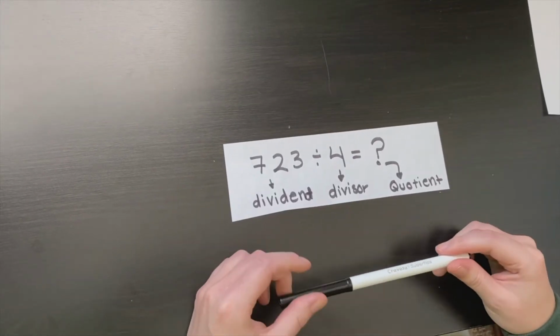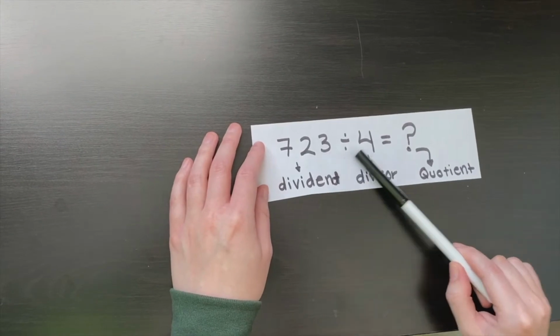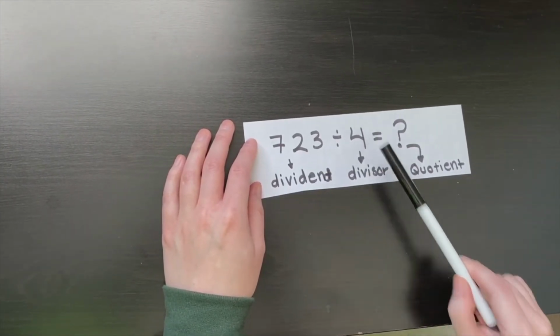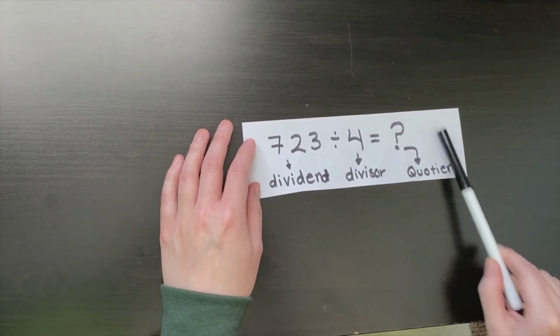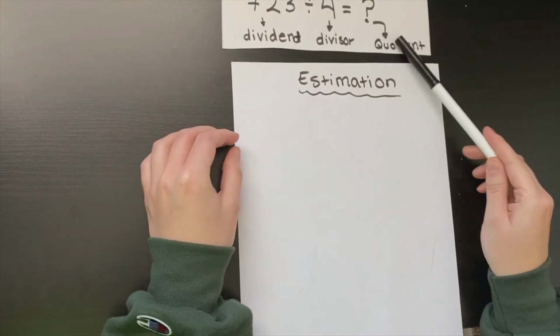Hello, I'm going to show you a few different ways to work with and solve the question 723 divided by 4. 723 is our dividend, 4 is our divisor, and we are looking for the quotient. Our first step is to estimate what the quotient could be.